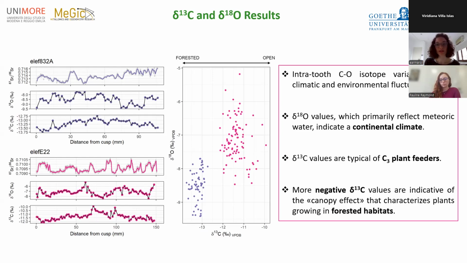Intratooth oxygen isotope values reflect our continental climate. On the other hand, the carbon isotopes are not very variable, because we are in a C3 plant environment, so the values don't change very much. But the small variations that we can see allow us to say that the elephants have a plastic behavior in terms of diet, meaning that they eat whatever they found in the environment depending on the season.